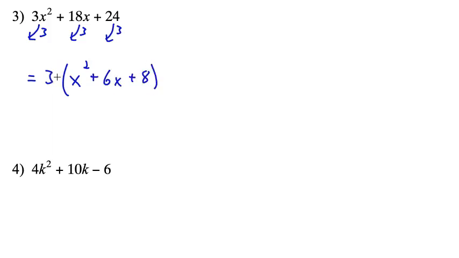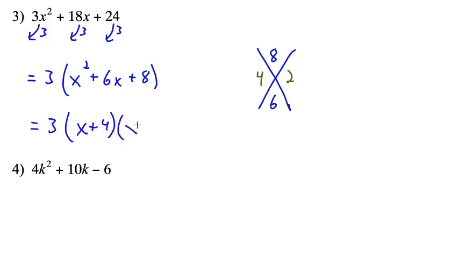Now, the 3 is still a factor, so we need to keep it there. But now we're also going to look to see if we can still factor the x squared plus 6x plus 8. So we're wondering, do we have two numbers that multiply to make 8 that add up to 6? Well, 4 times 2 works because 4 times 2 is 8 and 4 plus 2 is 6. So we have our factors here. 3 is a factor, x plus 4 is a factor, and x plus 2 is a factor. So this expression here equals the original one.